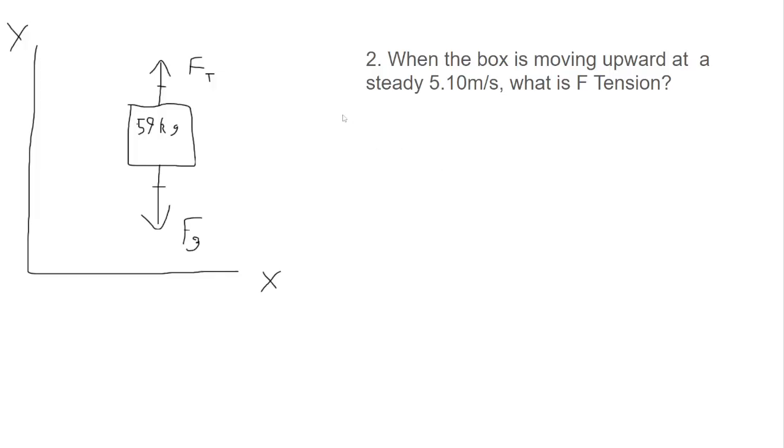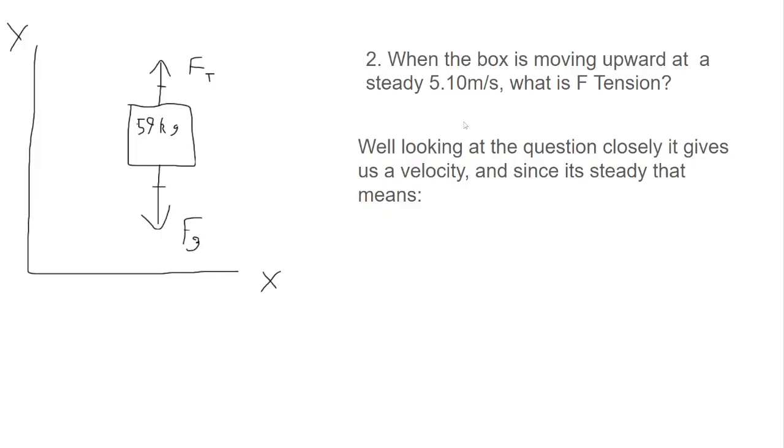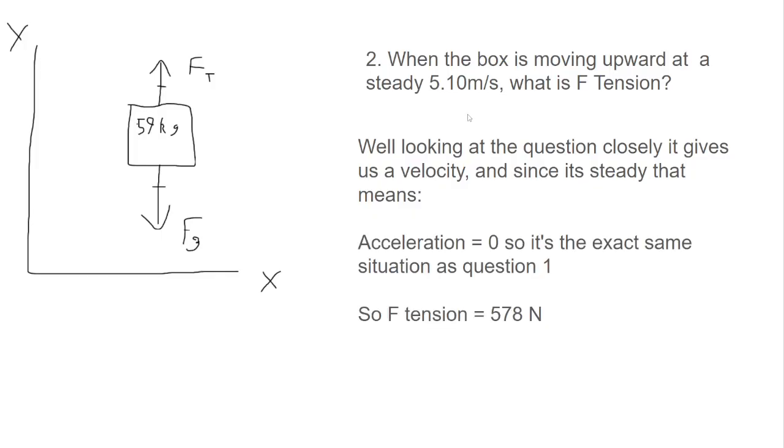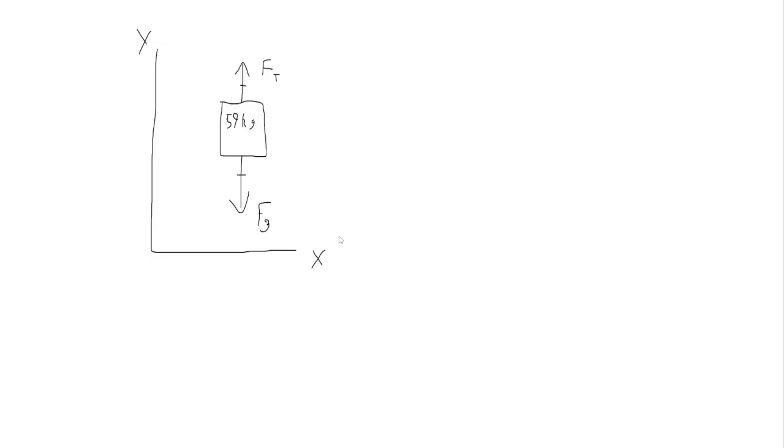Here, the box is moving upward at a steady 5.1 meters per second. We're looking at velocity, and since it's steady, it's not accelerating. So this is the exact same as question one. So our force of tension will still be 578 newtons.